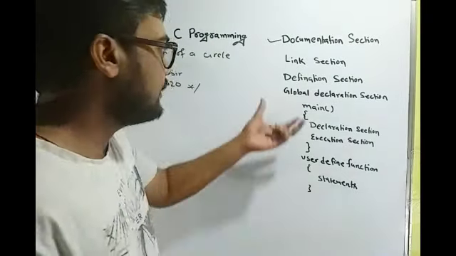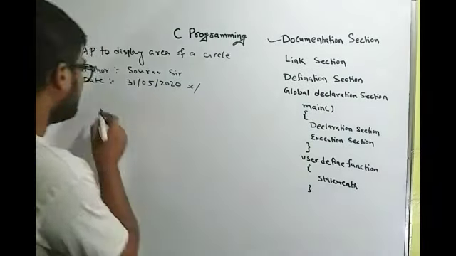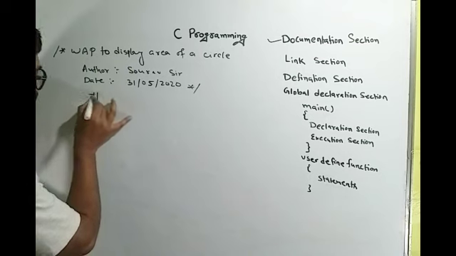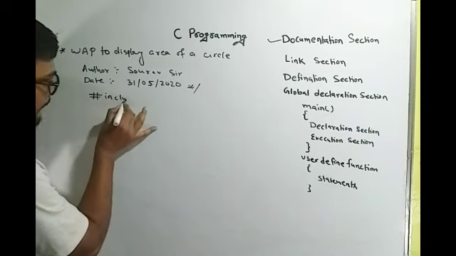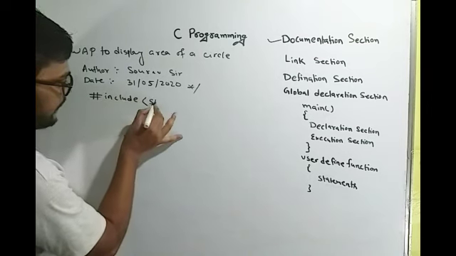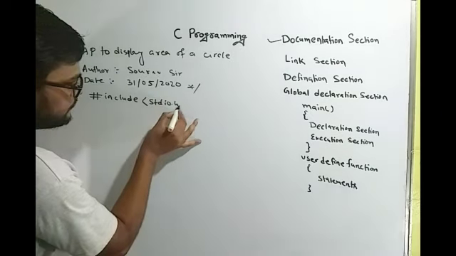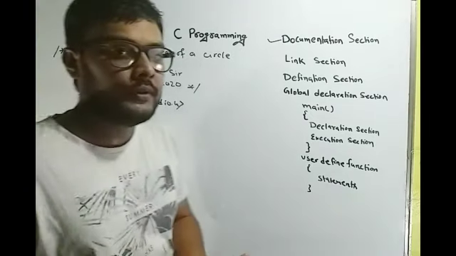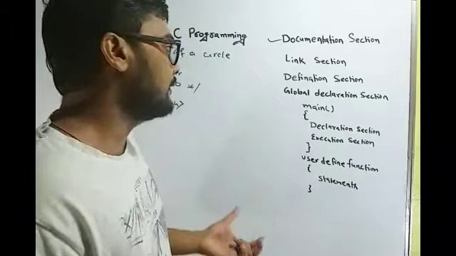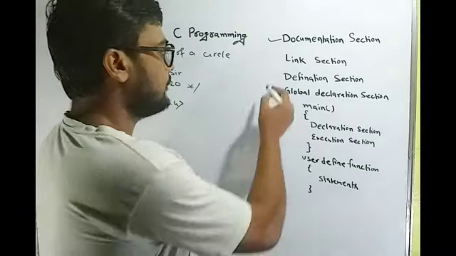After then we complete the comment lines, and it is called the documentation section. And the next section is the link section. Here we define the header files, like #include <stdio.h>. And if you mention other header files, you can mention them in that particular section.